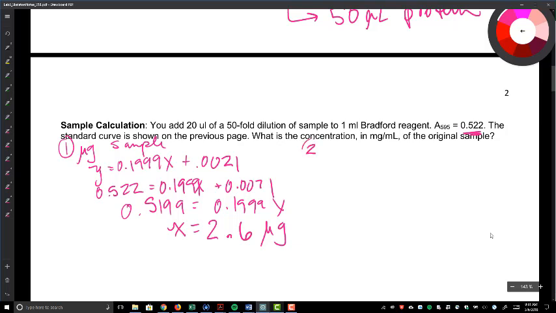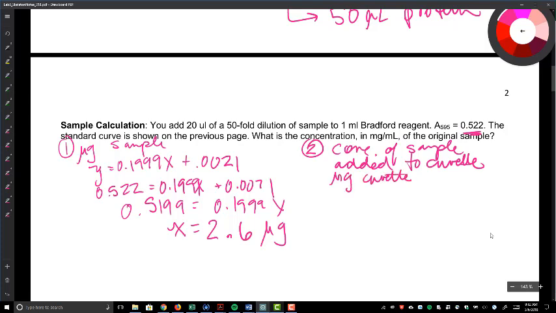So then the next step is we find the concentration of sample that we added to the cuvette. And we do that by taking the micrograms in the cuvette and dividing it by the microliters added. And we don't want to mess with the dilution that occurs when we add our sample to the water.